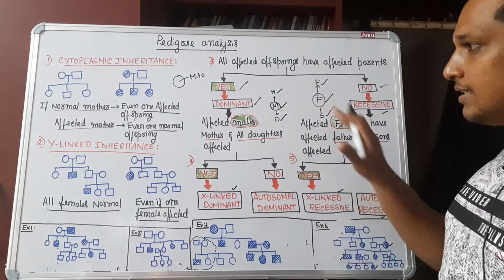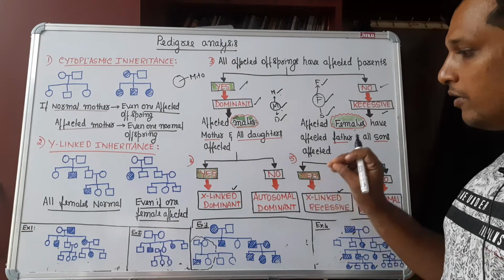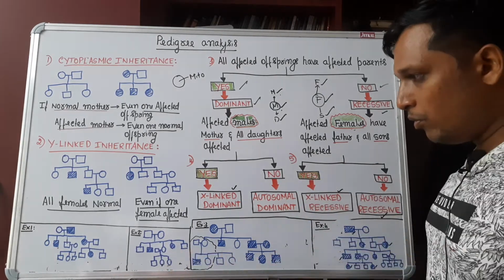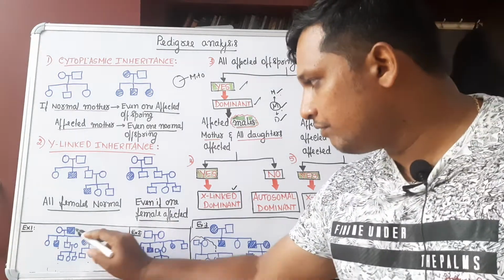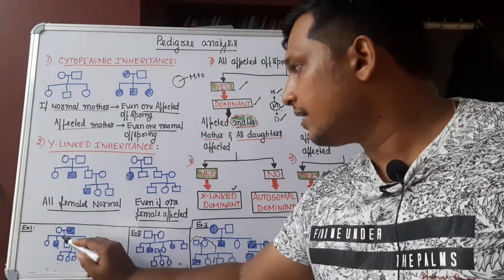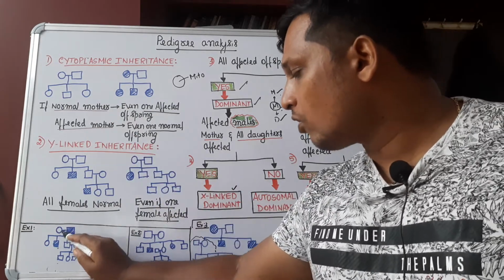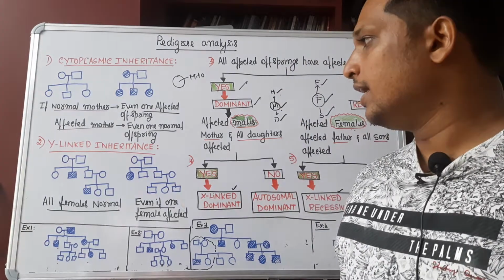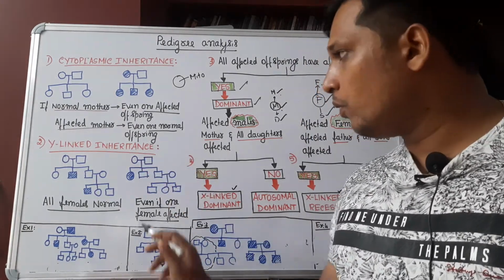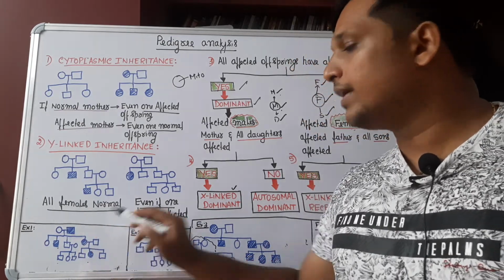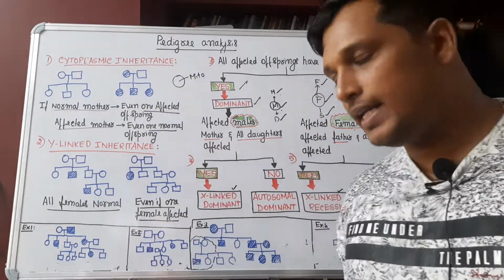Now using these points, we are going to solve 4 pedigree charts as I have shown on the board. First chart, look at the first chart. How to solve it? Whether it is cytoplasmic inheritance. Cytoplasmic inheritance states that a normal mother must have normal offspring. That criteria is not there. Hence, we can go to the second point, Y-linked inheritance. All females should be normal, but here affected females are there. Hence, it is not Y-linked inheritance.